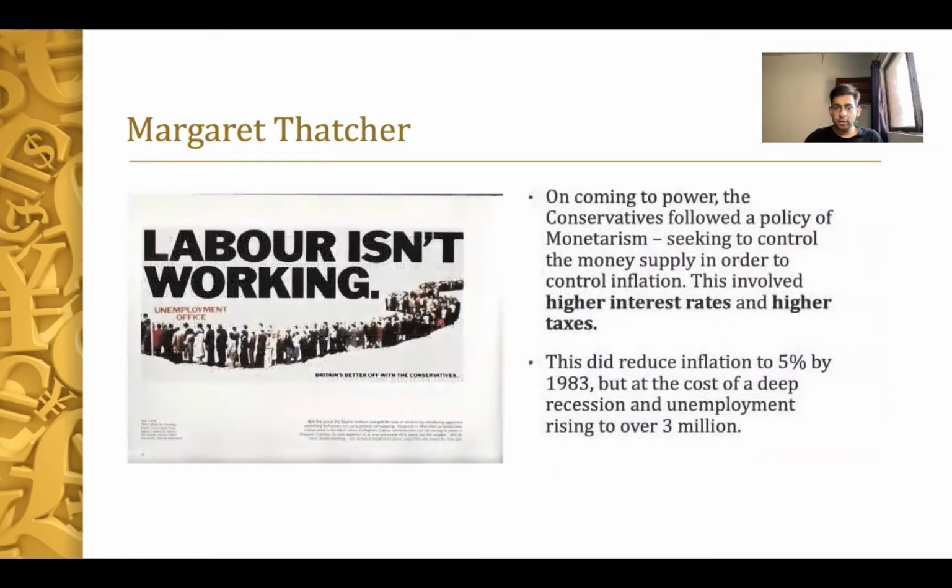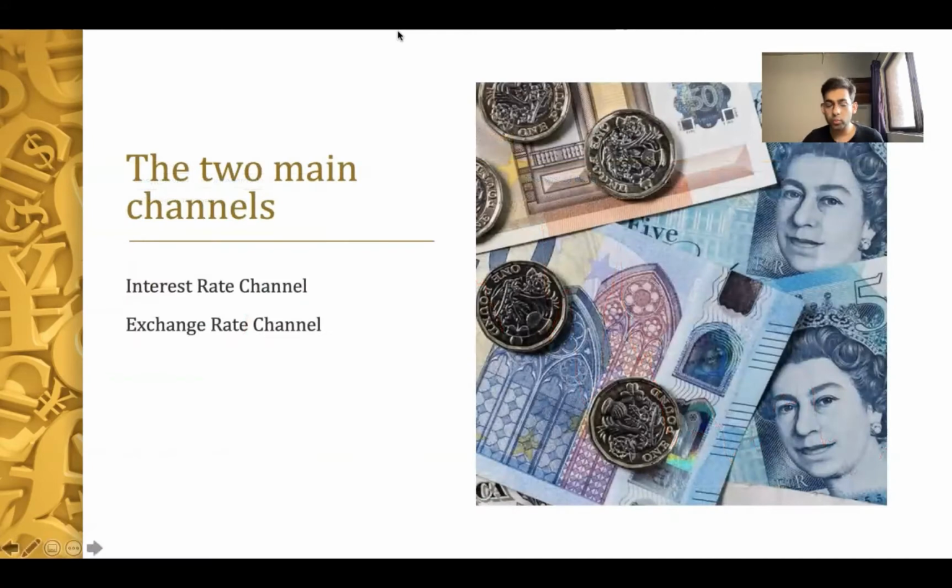Moving on, coming to power, the Conservatives followed a policy of monetarism, seeking to control the money supply, just what we've talked about, in order to control inflation. This involved higher interest rates and higher taxes. Now, this did reduce inflation to 5% by 1983, just 4 years after Margaret Thatcher took power, but at the cost of a deep recession and unemployment rising to over 3 million. The two main channels through which output is affected are the interest rate channel and the exchange rate channel. In an open economy, I'm going to discuss them in greater detail.